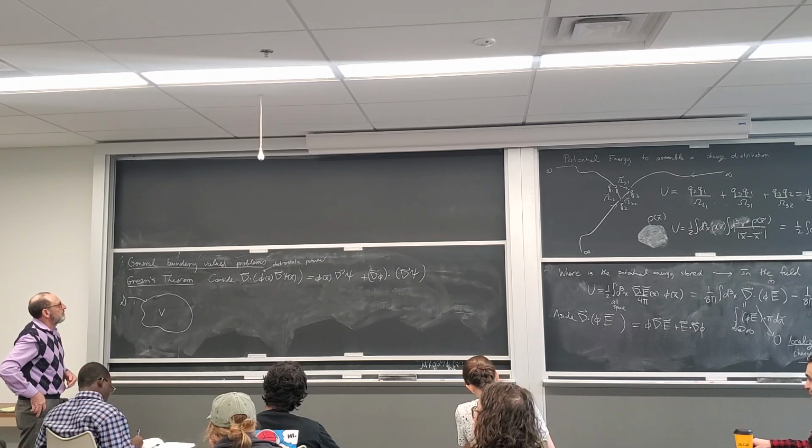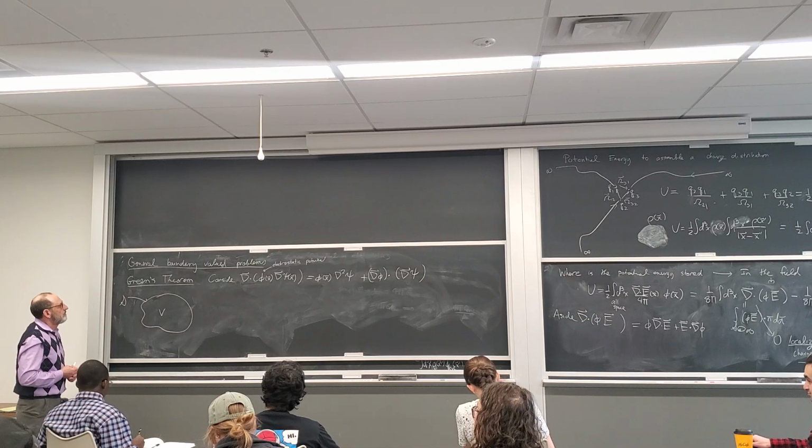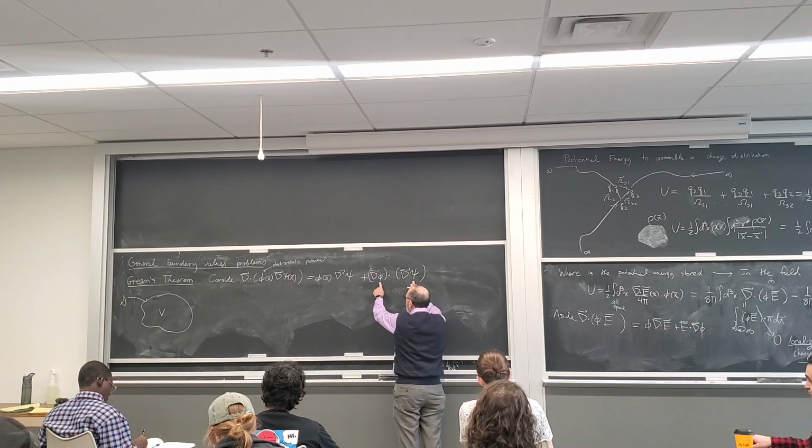Is there a reason we are writing the gradient dotted into itself instead of just the magnitude of the gradient? These phi and psi are not the same function.